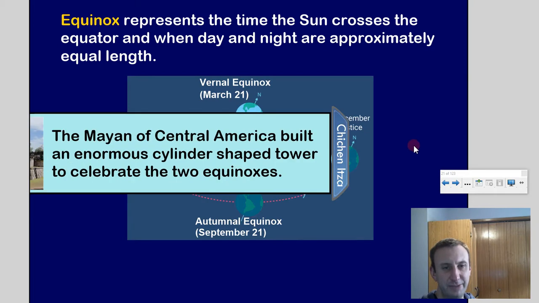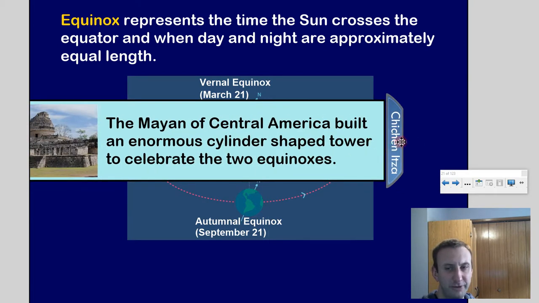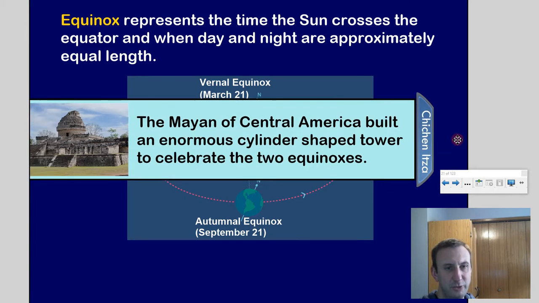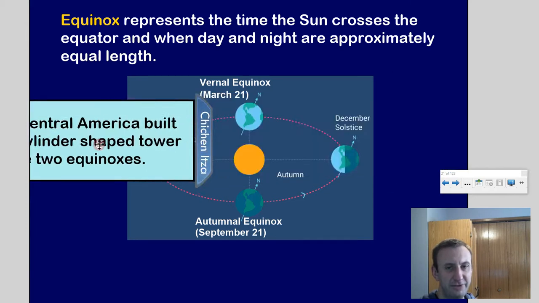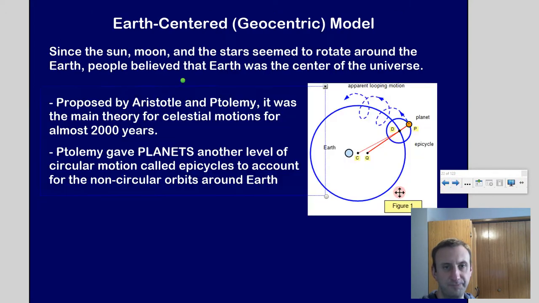Chichen Itza in Mexico, the Mayans of Central America built an enormous cylinder-shaped tower to celebrate the two equinoxes. I haven't been to Chichen Itza, but I did go to Tulum, and it was really neat to see some of the stuff there. So let's talk quickly about geocentric and heliocentric versions of our solar system.